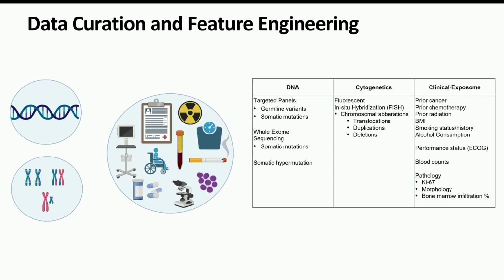We curated data from different modalities. We had DNA data from targeted gene panels. We had it from whole exome sequencing as well for some of the patients. And then we also had some things coming from cytogenetics, which was a broad view of the molecular happenings of these patients, mostly from fluorescent in situ hybridization. And then we also extracted many features from the clinical record, including environmental exposures and some inherent features coming from patients. So everything from BMI to different blood counts to reports coming from the pathologists.